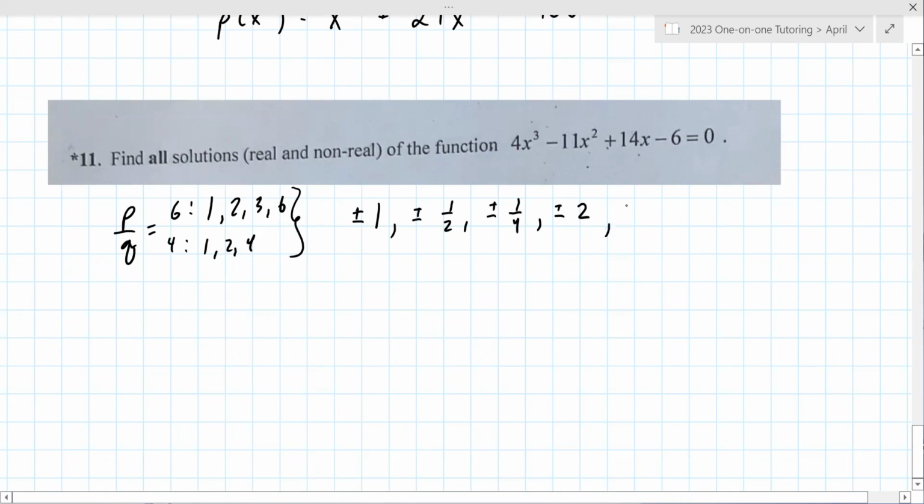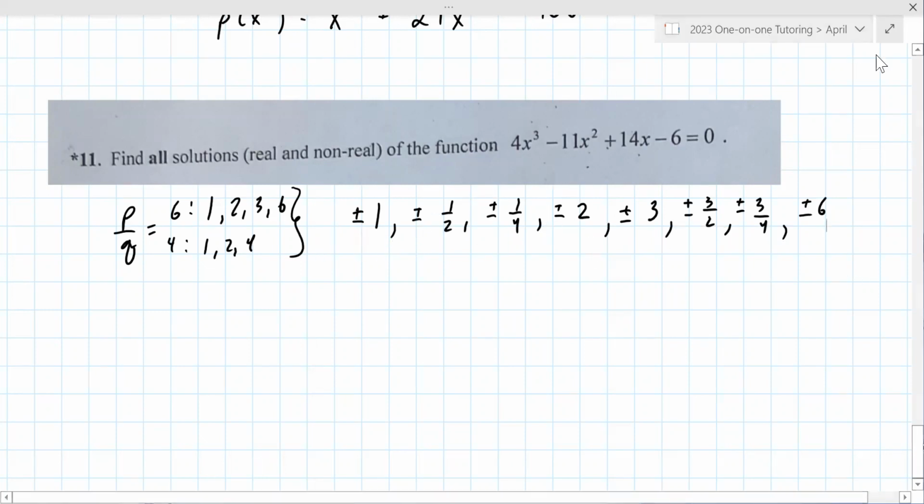3 over 1, which is 3. 3 over 2 is new. 3 over 4 is new. 6 over 1 is 6. 6 over 2 is 3, which we already have. 6 over 4 is 3 over 2, which we already have. So there's your list.